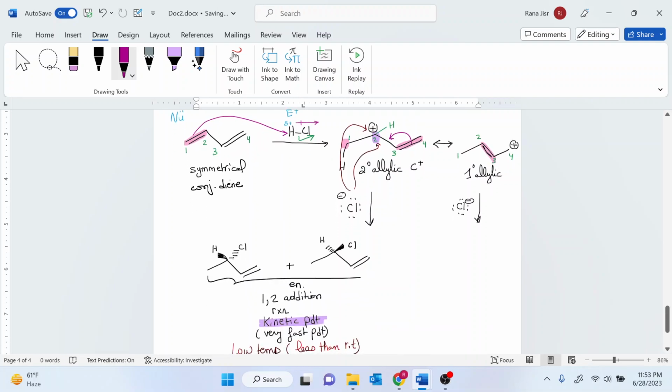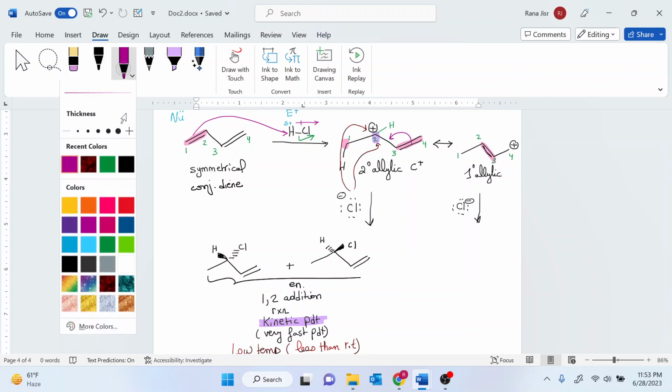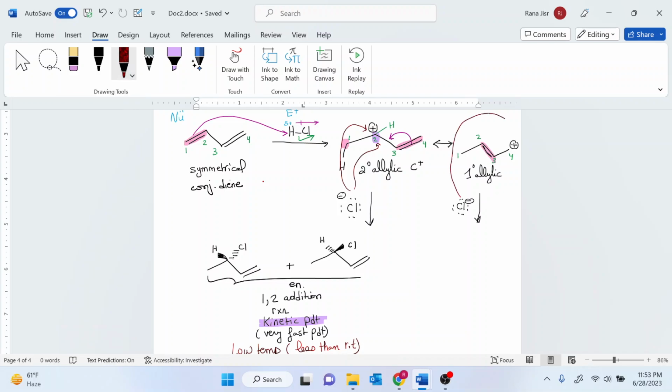So here you have the 1,2 addition, and then the other chlorine, since I am not creating any chiral center here, because the plus charge is a primary, the chlorine is going to come and attack over here. I have 4 carbons, and I need to keep having 4 carbons. I am adding to this carbon a chlorine.